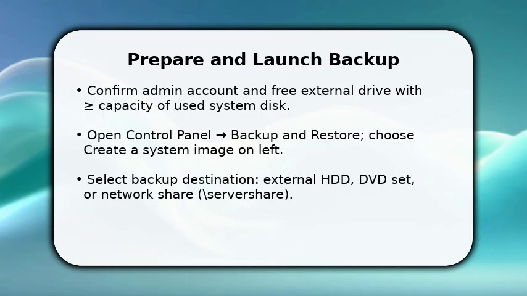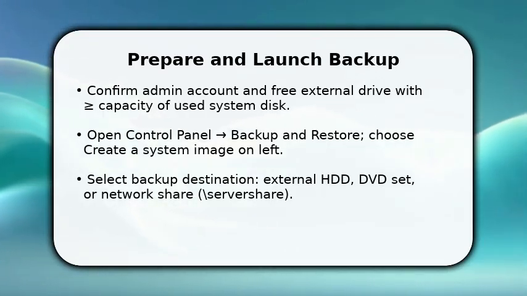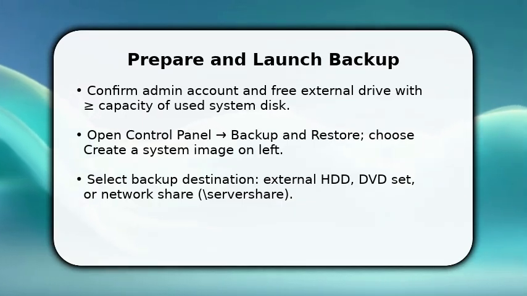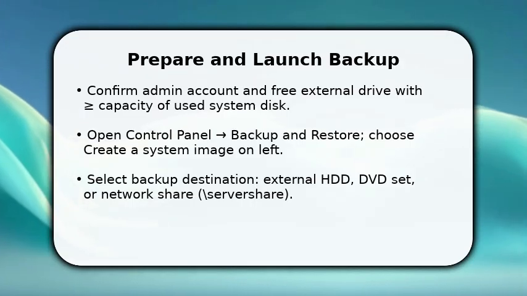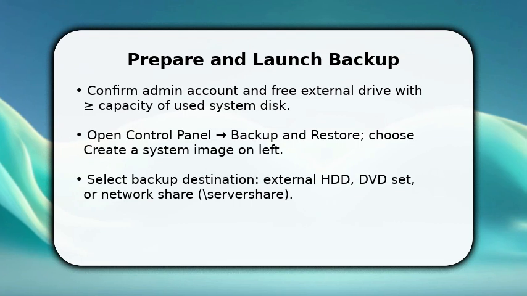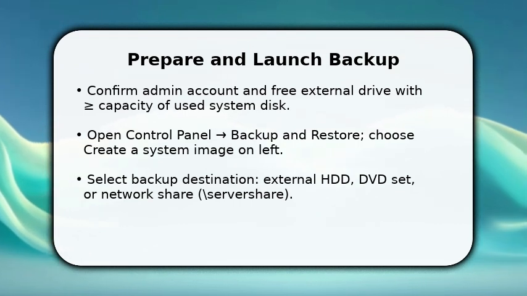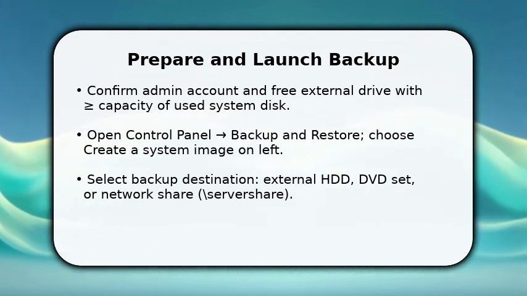Choose your destination. External HDD is fastest. DVDs are slow and require many disks. Network share needs credentials. Once done, Windows scans volumes to include. Make sure the system and boot partitions are selected. This step captures a full image of your OS, apps, and settings, so compression and space matter.